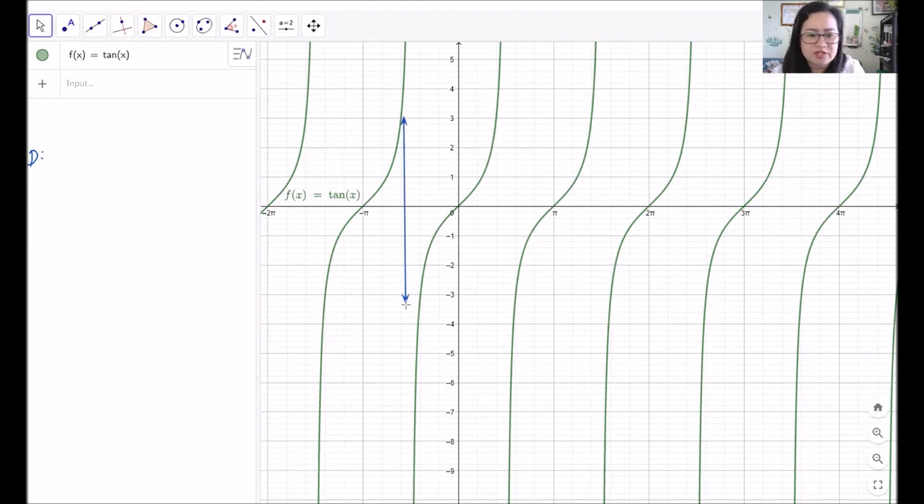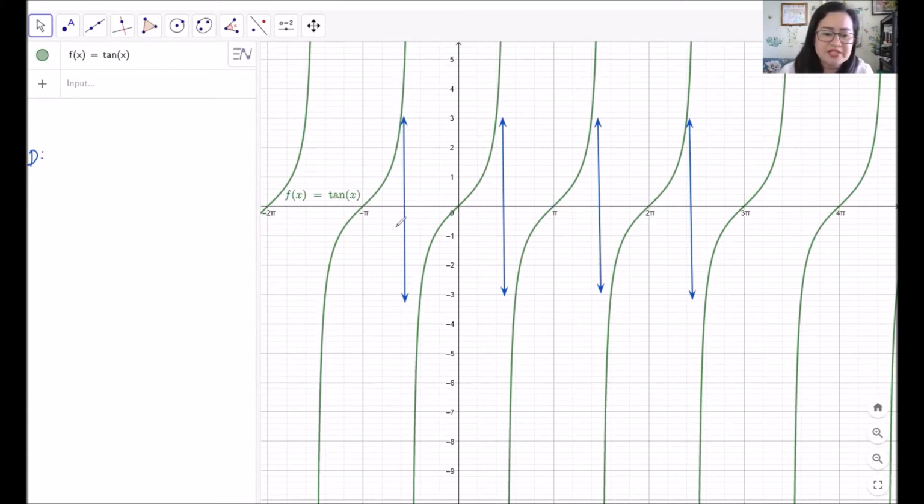First, we have here halfway between 0 and negative pi. Then on the positive side, we have halfway between 0 and pi, then between pi and 2 pi, and so on. Now let's identify the points at which these vertical lines pass through the x-axis.